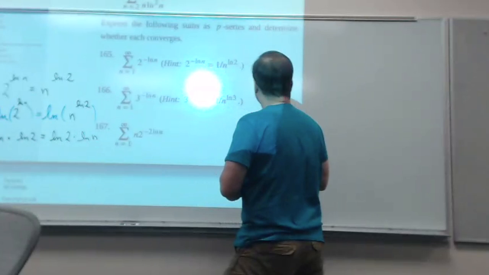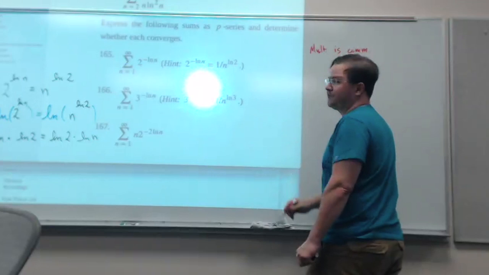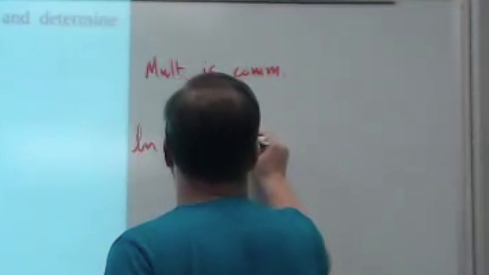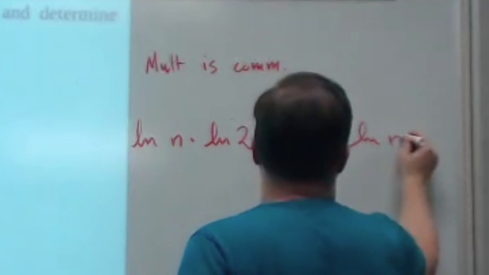Because multiplication is commutative, that is to say, A times B equals B times A, it follows that the natural log of n multiplied by the natural log of 2 is equal to the natural log of 2 multiplied by the natural log of n. And that's true for all n.